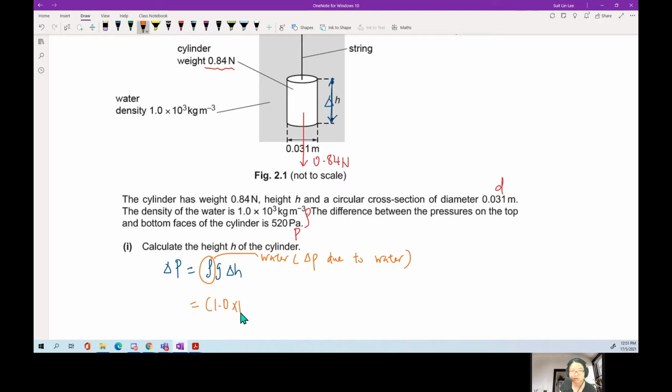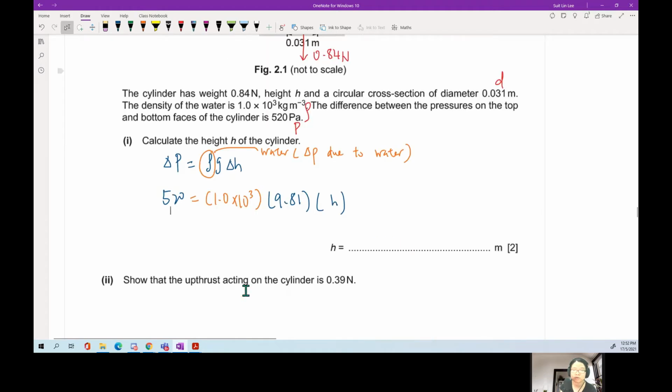So we can use 1.0 times 10 to the power of 3, and substitute the rest, 9.81. We're looking for the height difference. You can put h if you want. Then your pressure is 520 Pascal. Press the calculator and that will get you 0.053. Whether there's delta or no delta doesn't matter. Here is this equation, this calculation, finally leading to this answer.